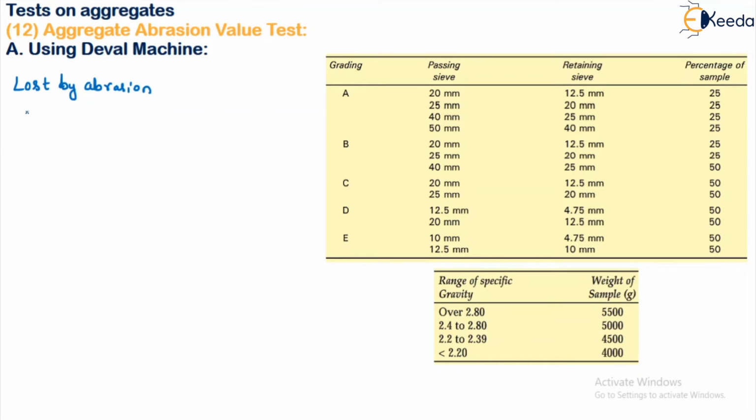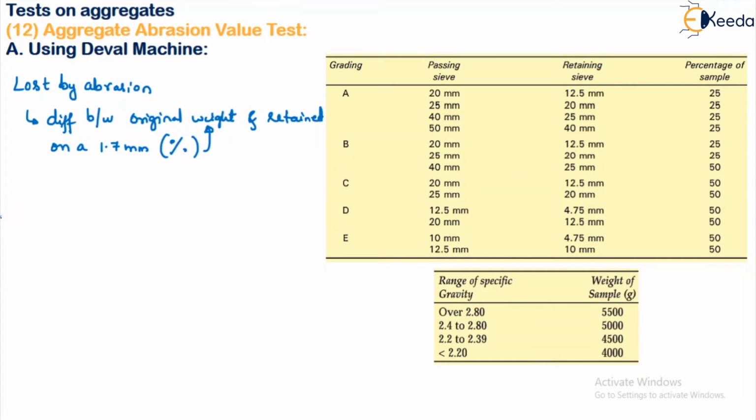Okay, so however much is the loss by abrasion is considered as the difference between the original weight of the sample and the weight that is retained on a 1.7 mm sieve. Generally this is expressed as a percentage of the original weight. So how will you get the formula for the abrasion? Let me write it for you so that it will be easy.